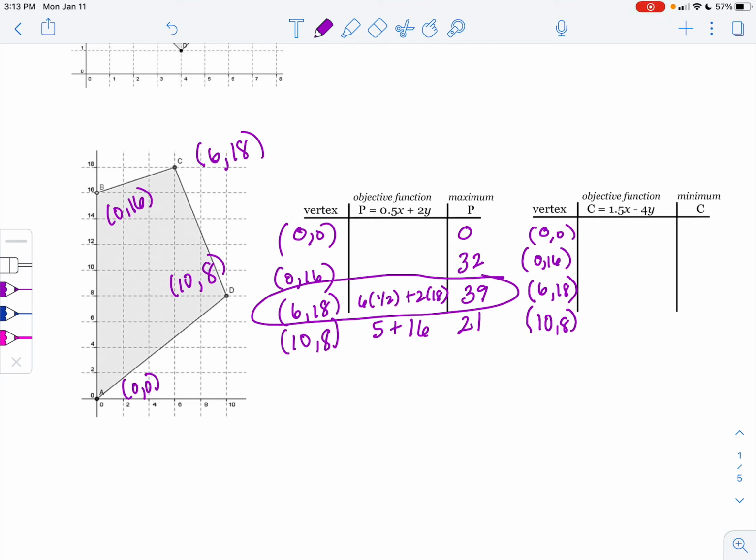Okay, and if I plug this one, I get negative 64. Let's see, 6 times 1.5 is 9, and 4 times 18, 72. So I get negative 63 here. And then 10 times 1.5 is 15 minus 32, negative 17. So this would be my minimum value here.